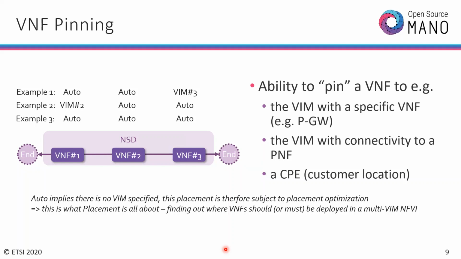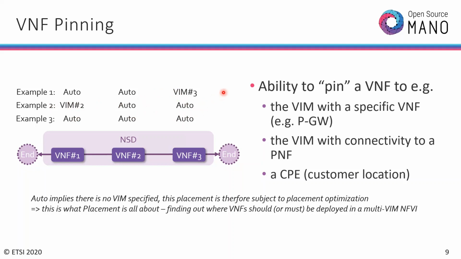So a bit more about this pinning thing. Here we see 3 different examples where we just say auto. Here we say auto for VNF1 and for VNF2. That implies that, okay, there is no VIM specified. So here we have to compute the best possible VIM to place this VNF. And number 3 should go to VIM number 3, and a number of different combinations here.